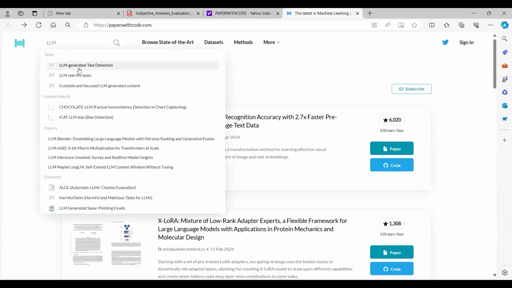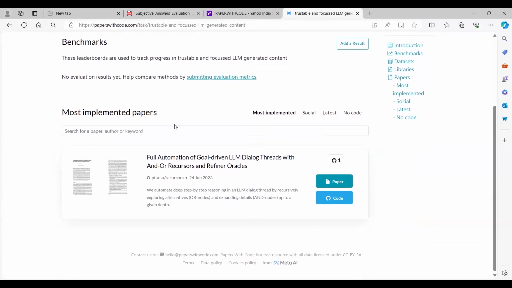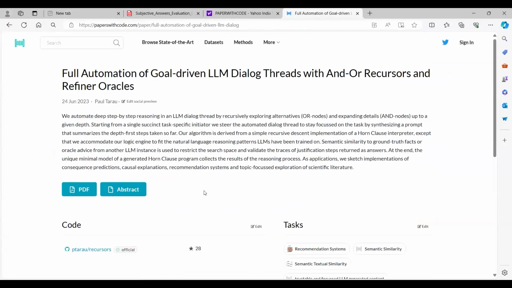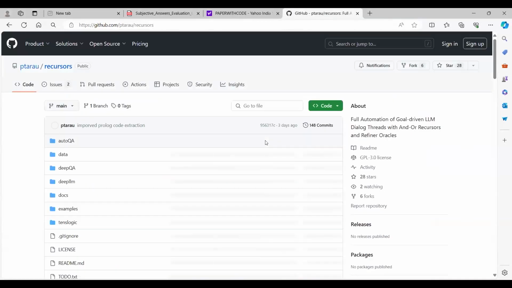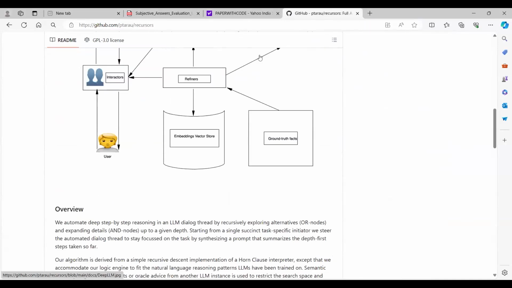Yeah. So you have this task, LLM generated text decision, LLM real life task testable, and you can play around with it. The good part is here you will not only get to see the research paper, which is already created, but you will also get to see the code, using what code the paper has been created. Once you go ahead, you can utilize this repository.